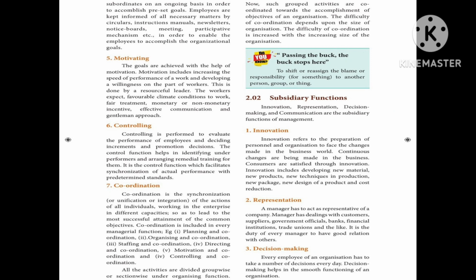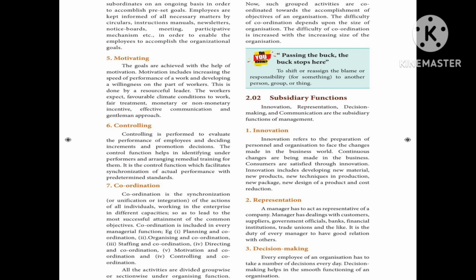1. Innovation. Innovation refers to the preparation of personnel and organization to face the changes made in the business world. Continuous changes are being made in the business. Consumers are satisfied through innovation. Innovation includes developing new material, new products, new techniques in production, new package, new design of a product and cost reduction. 2. Representation. A manager has to act as representative of a company. A manager has dealings with customers, suppliers, government officials, banks, financial institutions, trade unions and the like. It is the duty of every manager to have good relation with others.